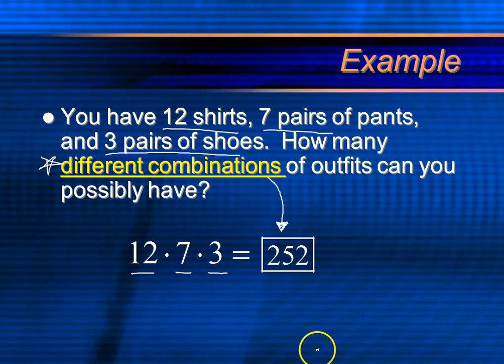There's 252 different options. So when you wonder why girls take so long to get ready in the morning, that's why. They have lots and lots of options of what to wear.